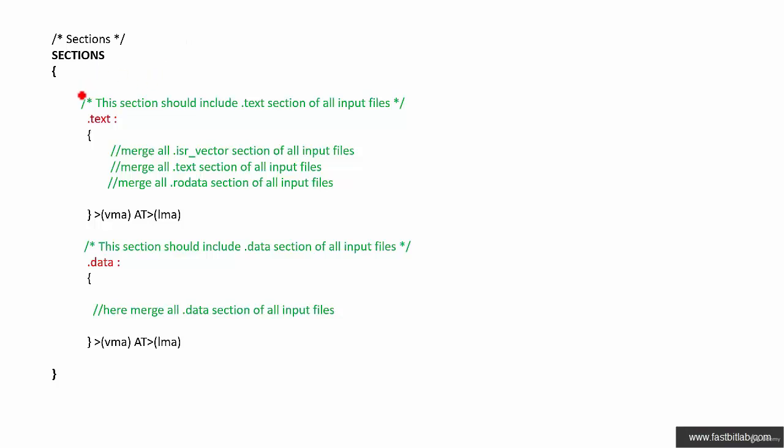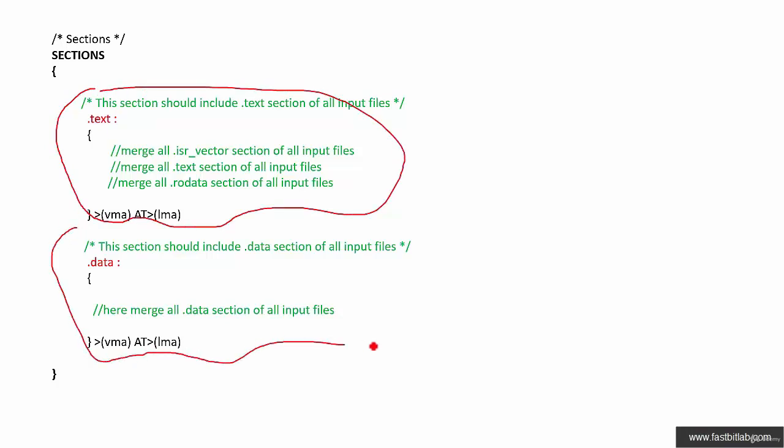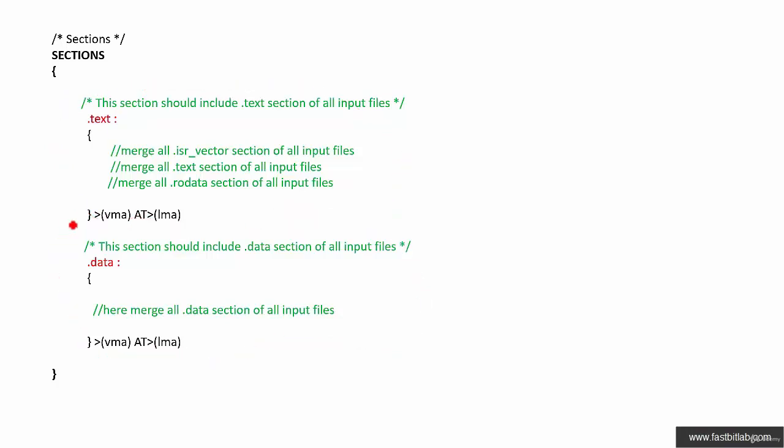For example, in this case, the output file generated will contain two sections. One is the .text section and another one is the .data section. This command instructs the linker to create two sections in the final output file generated. In this case, the output file is nothing but the .elf file. The sections will appear exactly in this order. First the .text section will appear, followed by the .data section.